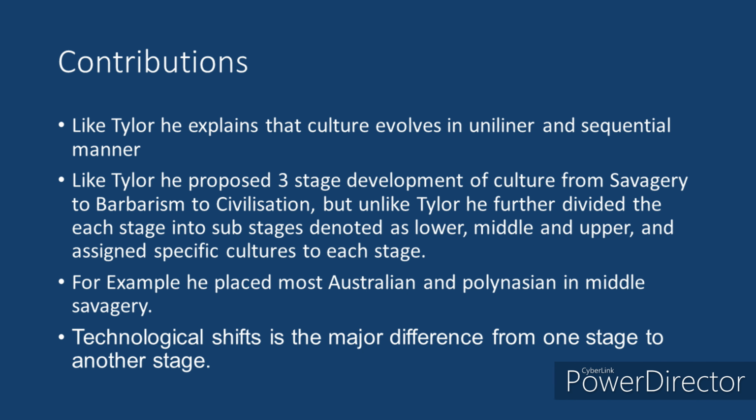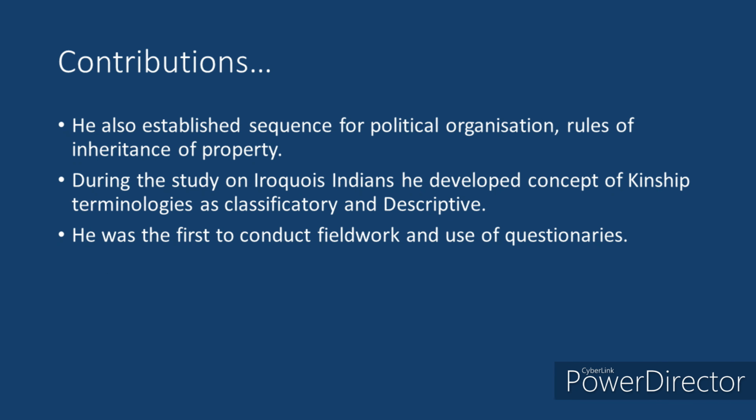So with that, Morgan explains that it is majorly the technology that differs from one stage to another. That is the most important point. And the next one is he also established a sequence for political organization and rules of inheritance of property. Actually, this is not that important, but it will fetch you more marks when you write it.